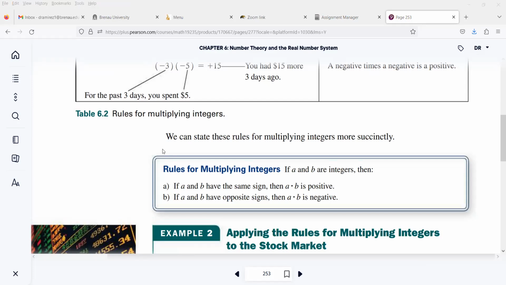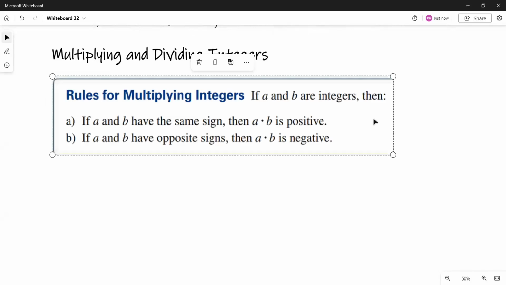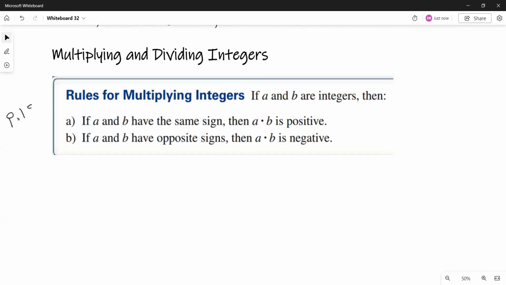The general rule is that if a and b are integers, the product of two integers of the same sign is positive, and the product of two integers of opposite signs is negative. So, examples.